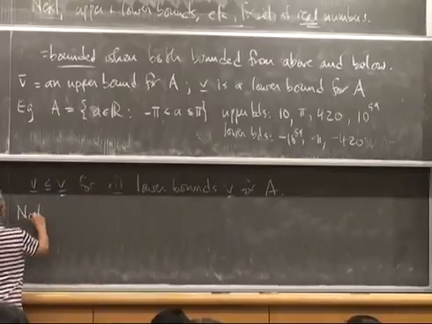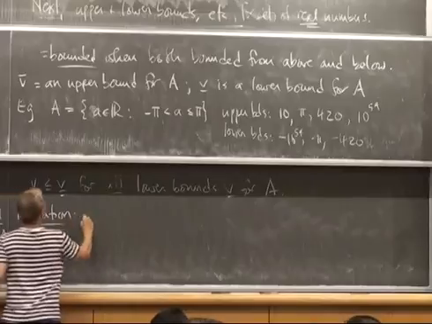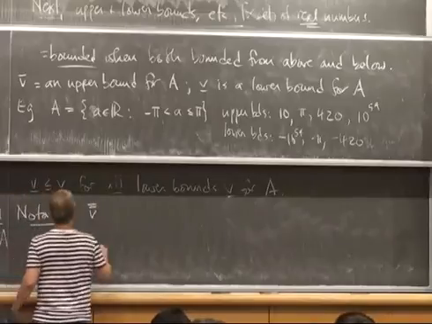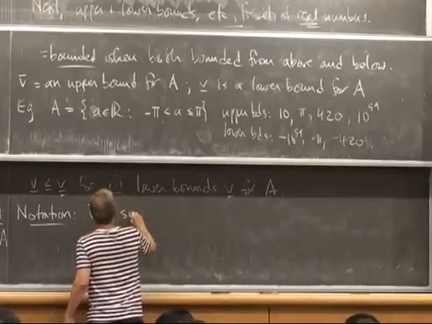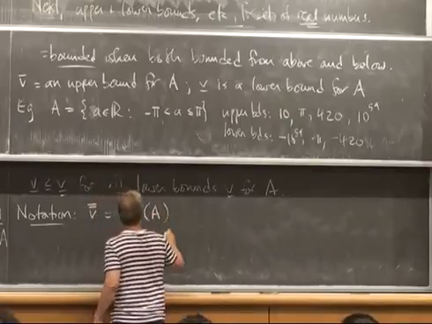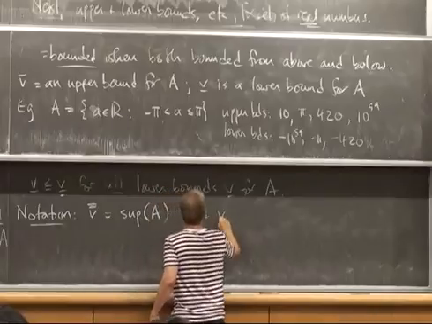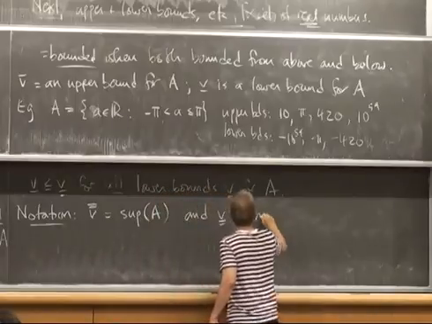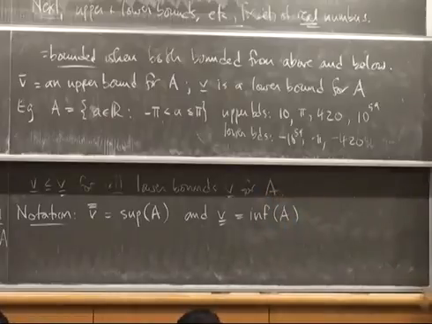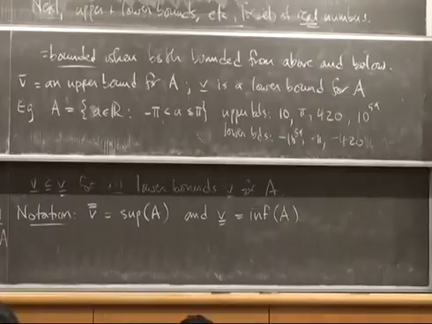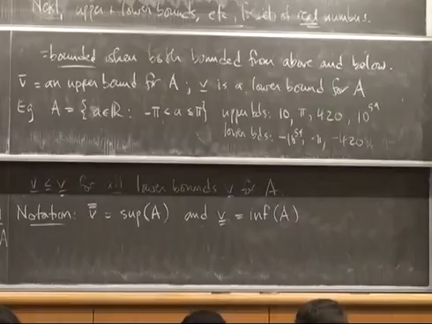Notation: the least upper bound of A is the sup of the set A, and the greatest lower bound is called the inf of the set A. Those notations are leftover Latin stuff. Sup is short for supremum, and inf is short for infimum. You don't have to know that. You just have to know inf and sup.